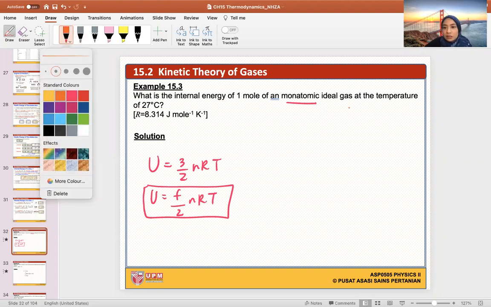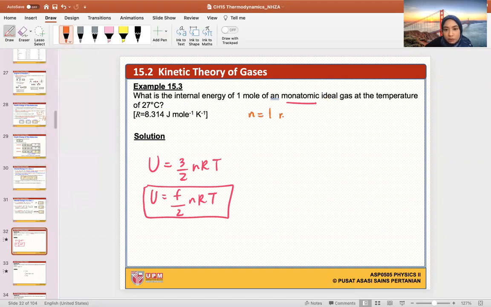So this is our equation. What are our constants here? n is equal to 1 mole, at a temperature of 27 degrees Celsius. The thing with ideal gas equations is you always have to convert to Kelvin. To convert, you add 273 to the 27 to make it Kelvin. So this is 300 K.